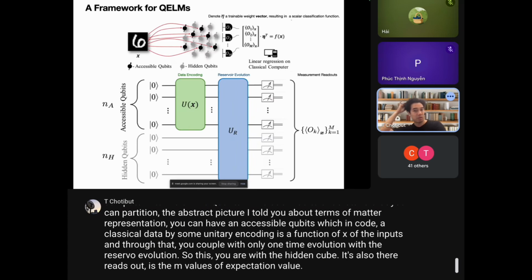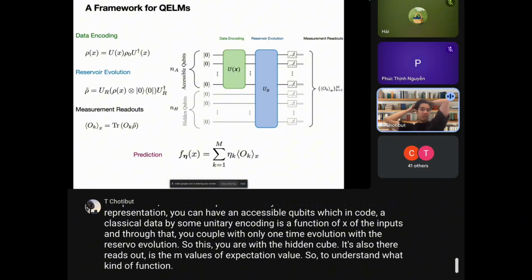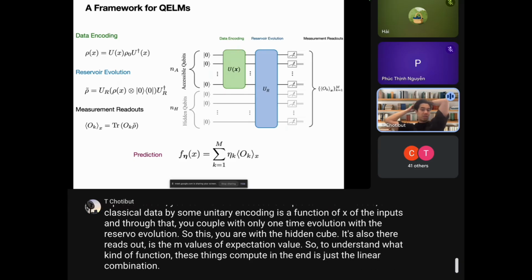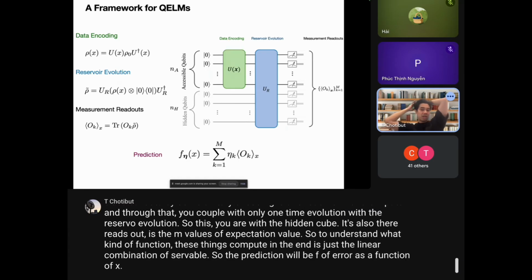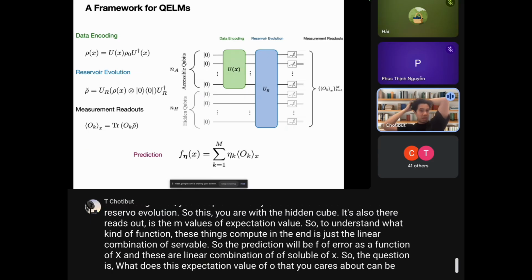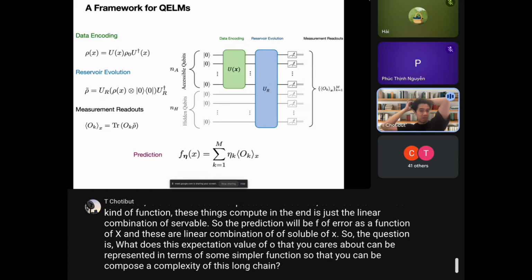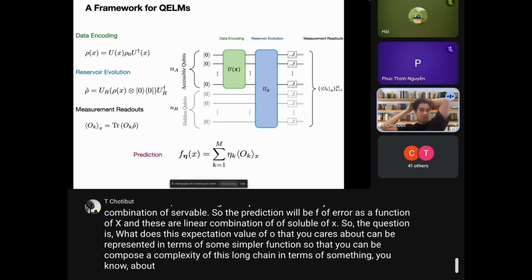expectation value. So to understand what kind of function these things compute, in the end, it's just the linear combination of observables. So the prediction will be f of eta as a function of x, and this is a linear combination of observables of x. So the question is, what does this expectation value of O that we care about look like, can it be represented in terms of some simpler function, so that you can decompose the complexity of this function in terms of something you know about the structure?